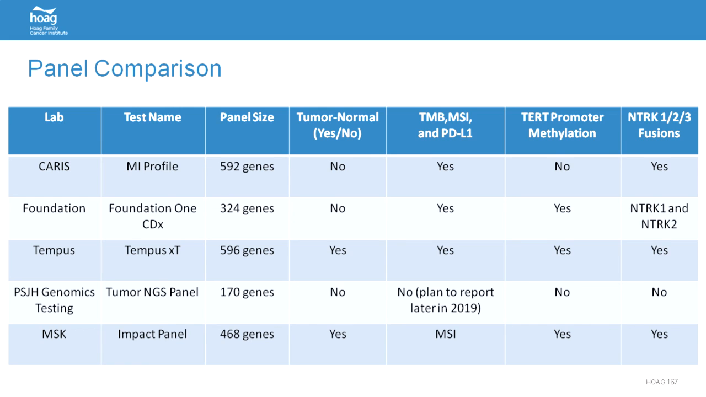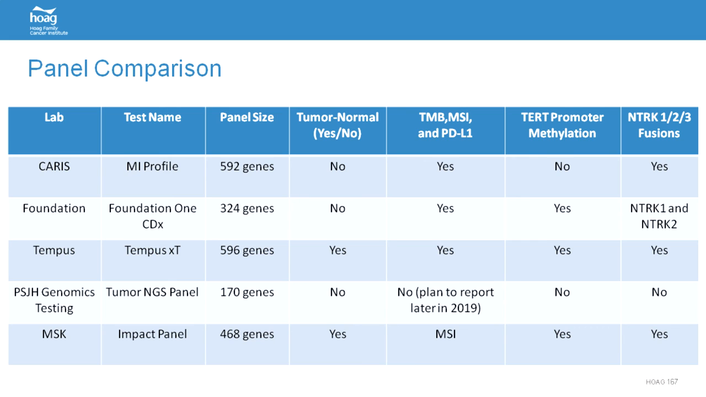Foundation One is another very common vendor. They probably have the largest market share overall, with a panel of, again, 300-plus genes, tumor only, same kind of thing, reporting out on mutational burden. They look at NTRK 1 and 2, but don't have 3 on their panel.